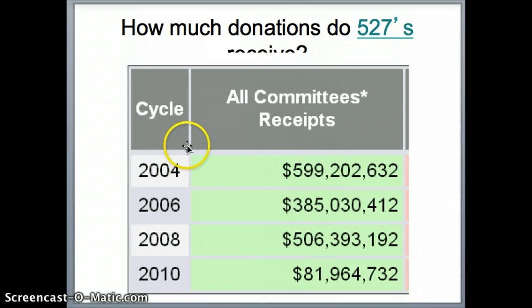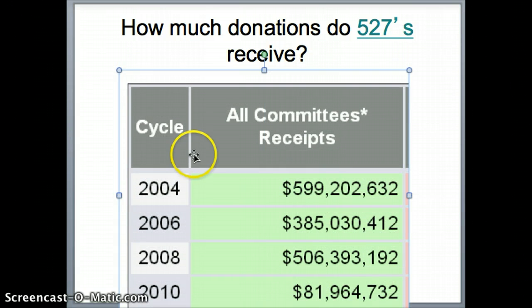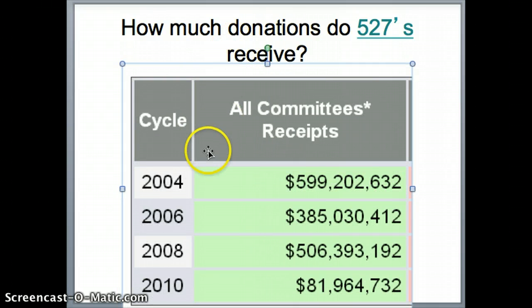This is just some more information about 527s and how much money they have received. This goes up to 2008, 2010, and you'll notice between '04 and '08 there is a little bit of a dip because 527s were not as popular. Obama was really promoting his supporters, instead of donating to 527s, to donate to him or the Democratic Party in small amounts. Maybe that's why. Nevertheless, $500 million was donated to 527s in 2008.